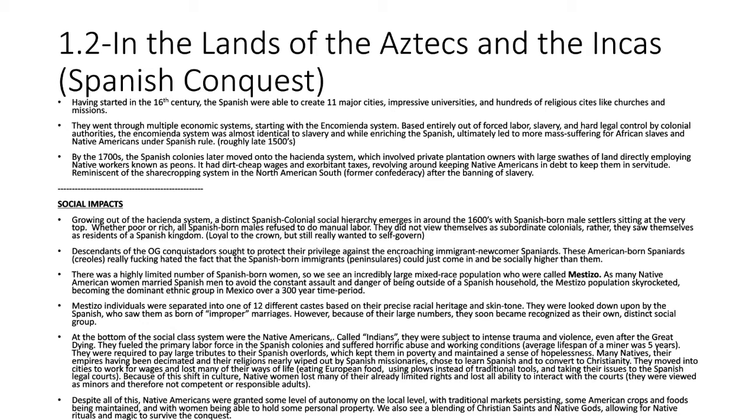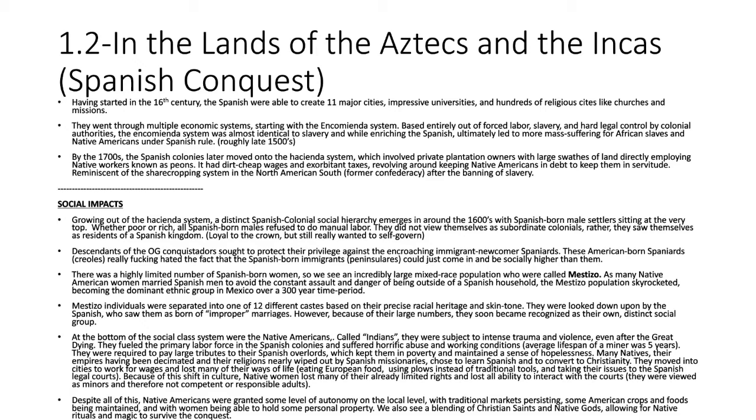In the 1700s, we see Spanish colonies moving away from the encomienda system. They instead start to gravitate toward a system called the hacienda system, which is very similar to North American sharecropping, which we won't be discussing today, but I'm sure you all know what sharecropping is. We see private plantation owners who owned large swaths of land employing Native American workers, which were called peons, with very, very, very poor wages and very, very high taxes.